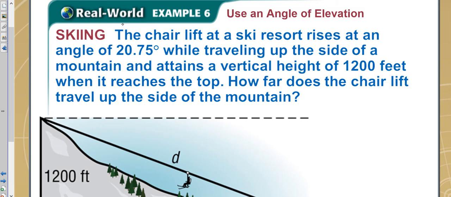Now let's take a look at this real-world example 6. It says, in skiing, the chairlift at a ski resort rises at an angle of 20.75 degrees while traveling up the side of the mountain and attains a vertical height of 1,200 feet when it reaches the top. How far does the chairlift travel up the side of the mountain?